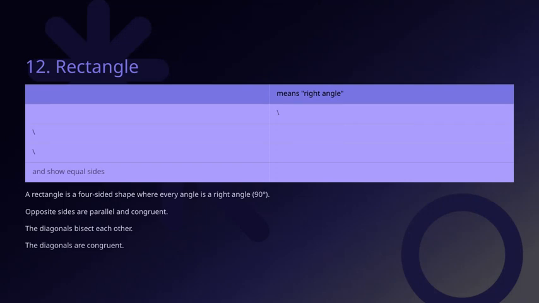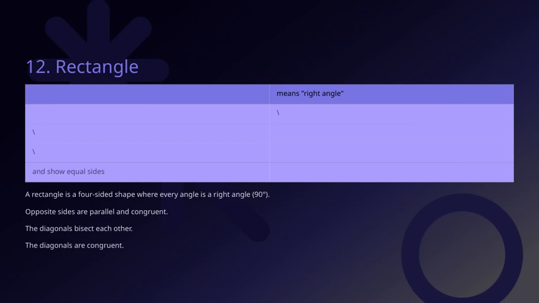Let's take a closer look at the rectangle. A rectangle is a four-sided shape, and one of its most important features is that every angle is a right angle, which means each one measures 90 degrees. This is a key characteristic that sets it apart from other quadrilaterals. Now, another important point is that opposite sides of a rectangle are both parallel and congruent. Parallel sides never meet, and congruent sides are equal in length, which helps us understand the symmetry and balance in this shape.